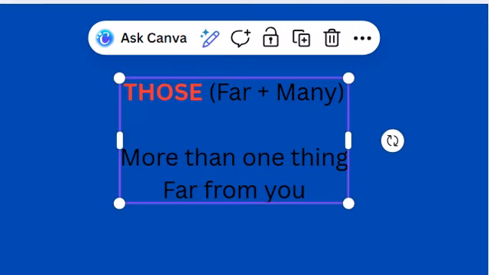Next, when we will use those. When we will use those, it means the things which are very far and there must be many things. So for that we will use those. More than one thing.